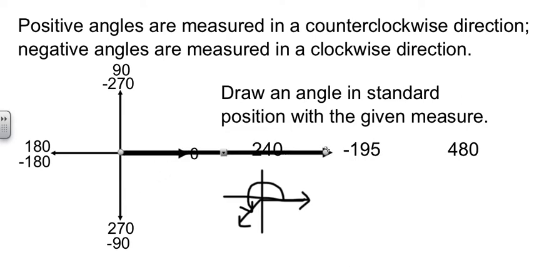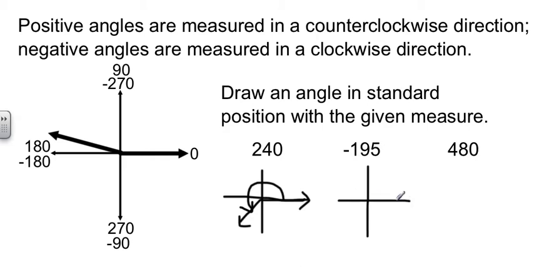Let's try our second one, negative 195 degrees. Here's 0. We're going negative, so I'm going to go down this way to negative 90. Negative 180 and a little more. So somewhere in there. I'm going to have one axis, or the initial side there. Somewhere in that vicinity. And I'm going to indicate that I measured in that direction to show that that's negative 195.